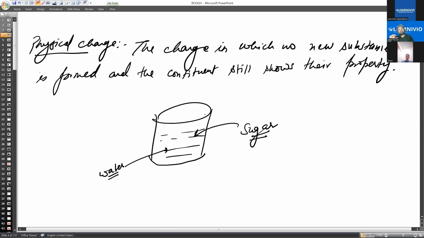What is the property of sugar? Sugar has a property of sweetening. Still, it is showing its property after it is dissolved. Even if you add some salt to it, the solution will be salty as well as sweet, showing both properties. As many substances as you add, like lemon, they all will add their properties. So a physical change is a change in which no new substance is formed, and the constituents show their property after the change.